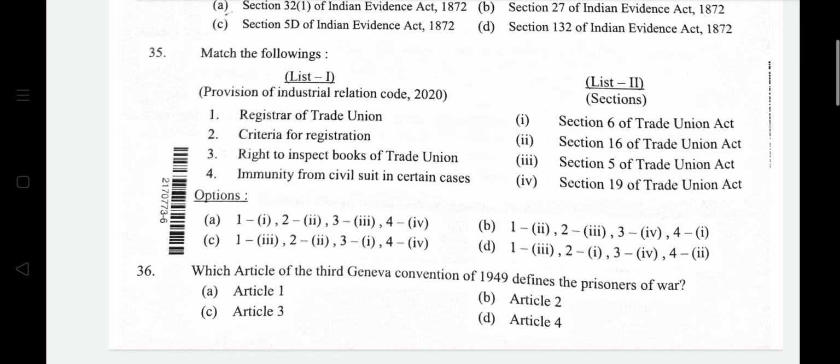Question number 36. Which article of 3rd Geneva Convention of 1949 defines the prisoners of war? Option A, Article 1, B, Article 2, C, Article 3, D, Article 4. Answer is D, Article 4.